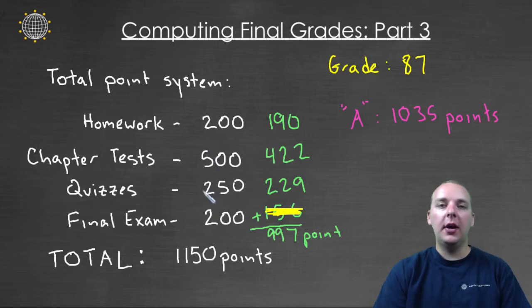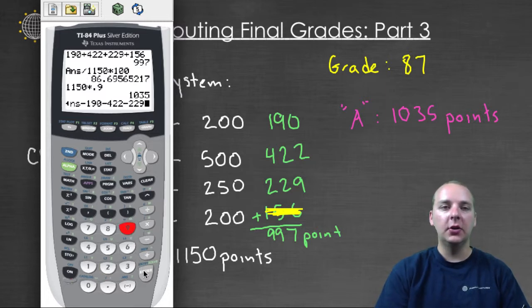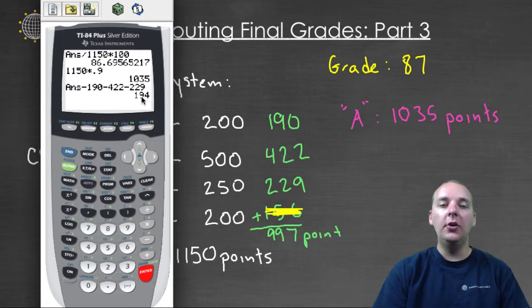You can actually figure out how to get that 1,035 points a lot of different ways. If the homework and the chapter test and the quizzes are finished and completed, you can determine what you're going to need to get on the final exam. For example, if we took that A total number of points and subtracted away the 190, the 422, and the 229 from the homework, the chapter test, and the quizzes, then we would need 194 points out of the available 200 in order to get an A in the class.